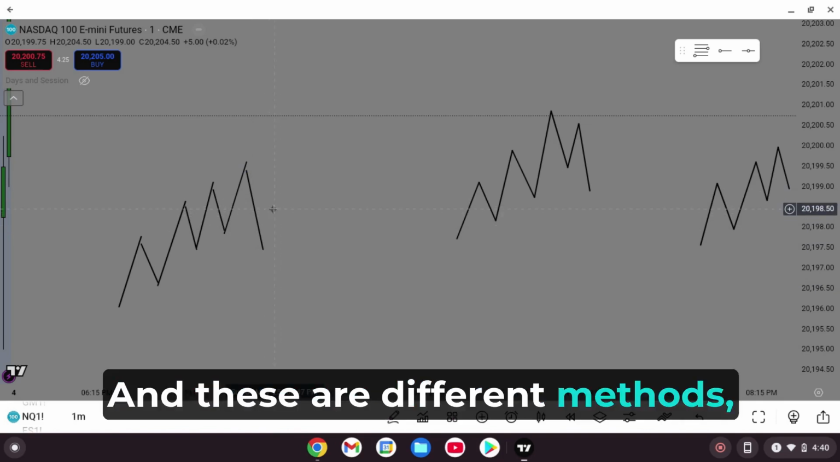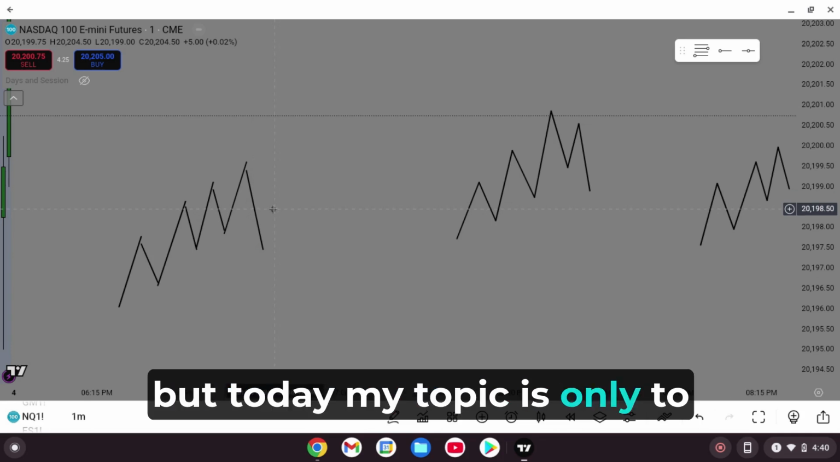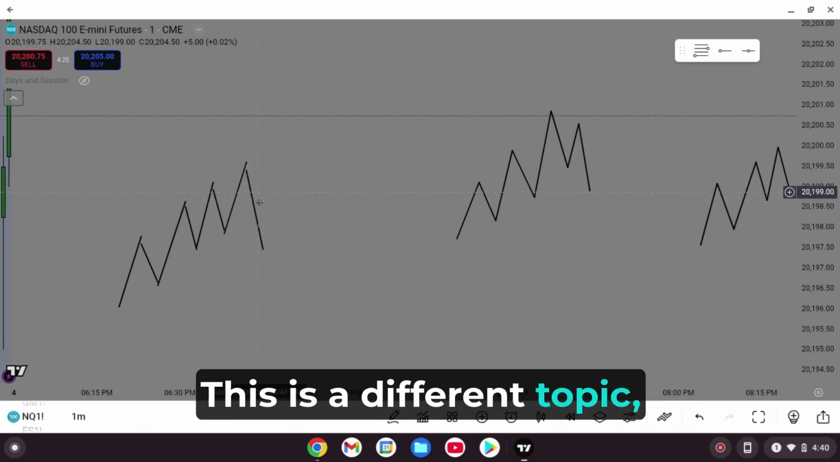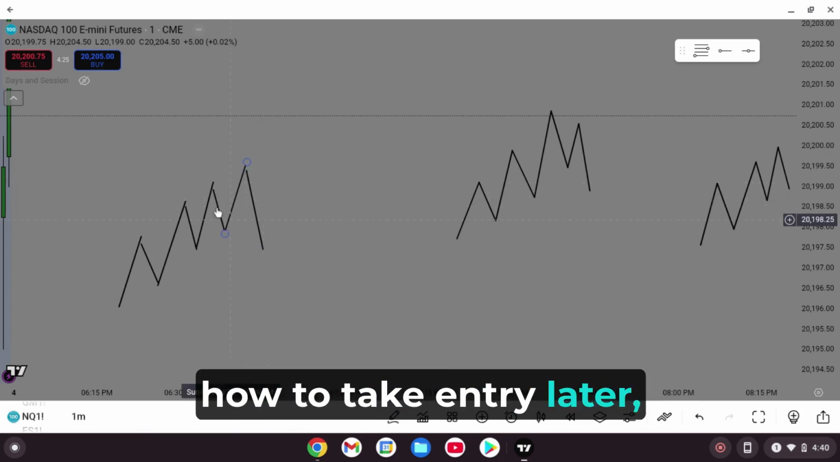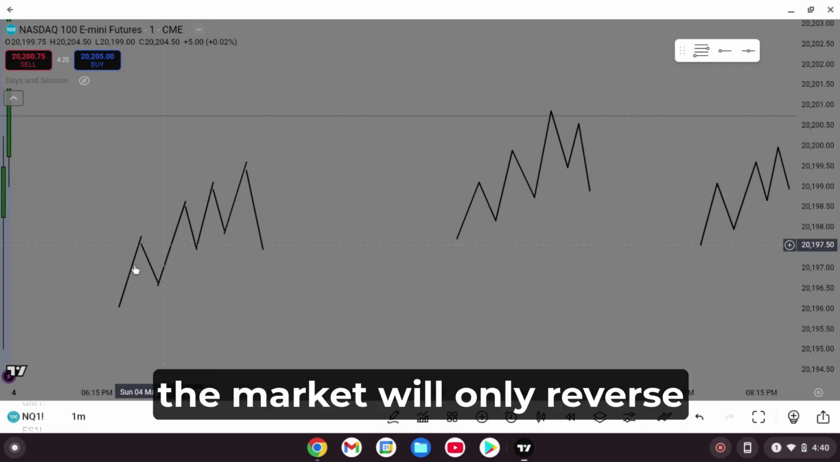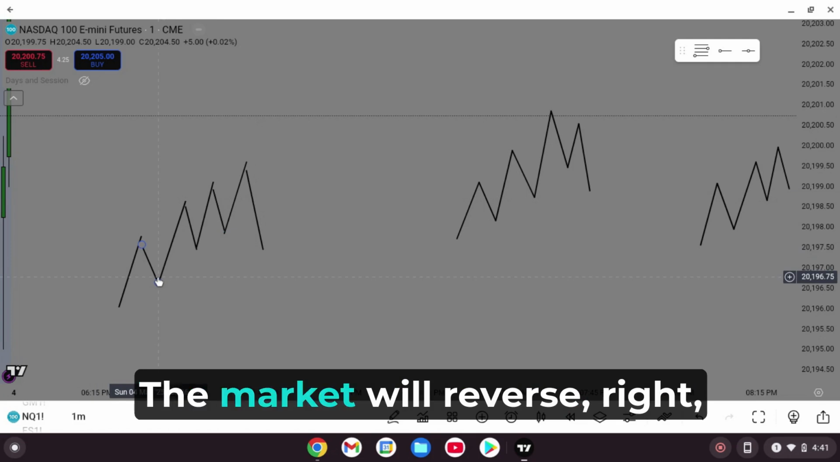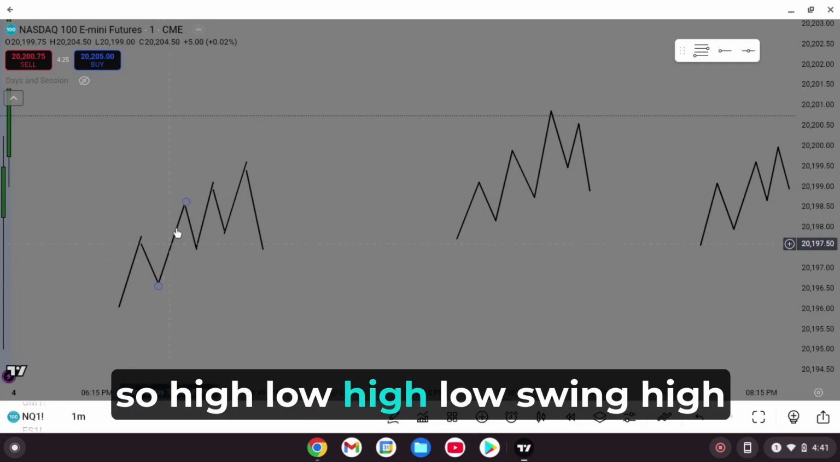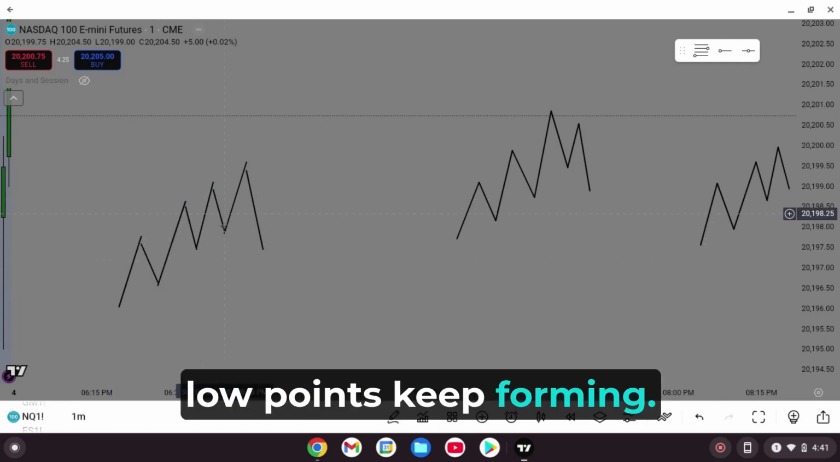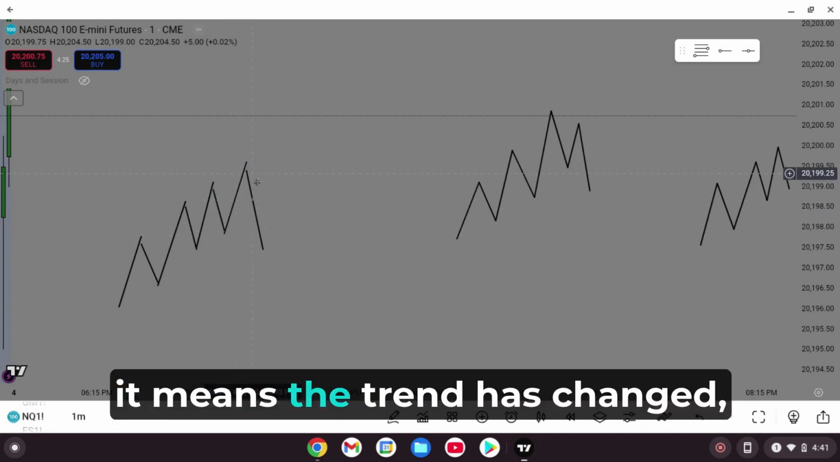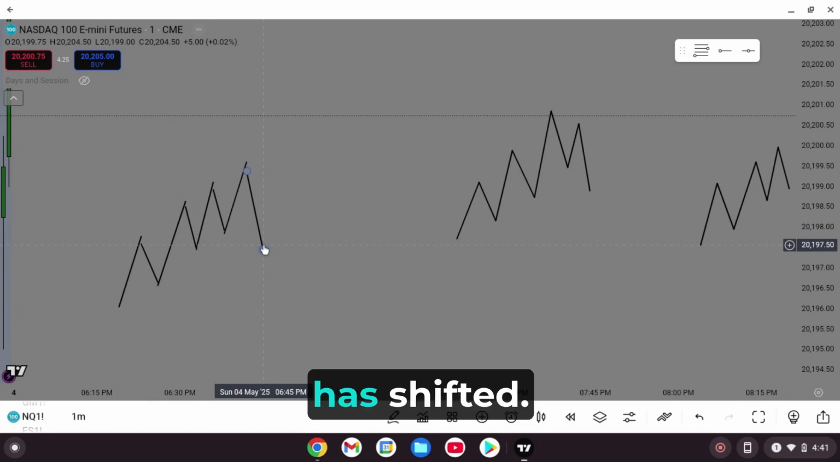And these are different methods, but today my topic is only to tell you how trend reversal happens. How to take entry is a different topic for later, but to find a reversal, the market will only reverse in these three ways. So high low swing points keep forming. Whenever the last low breaks, the swing low breaks, it means the trend has changed, the market structure has shifted.